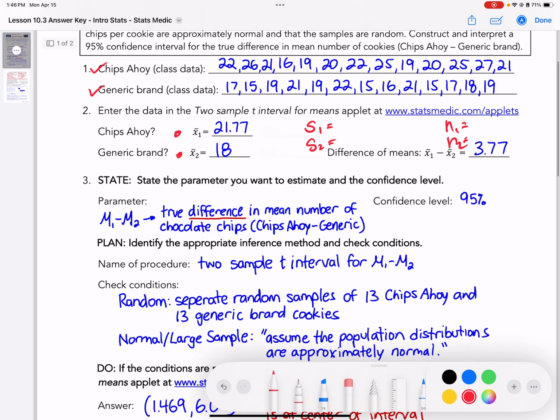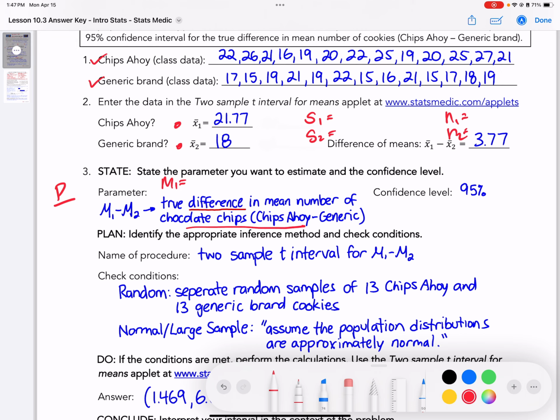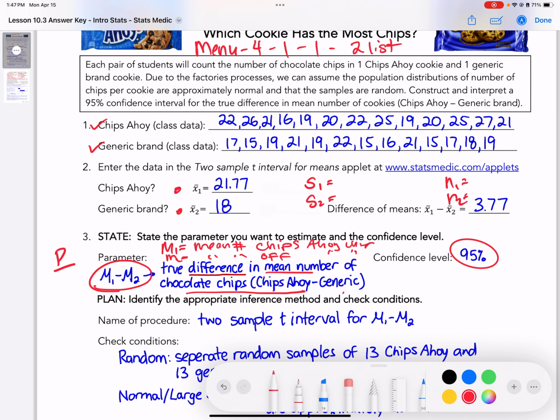Okay, so this is called state, plan, do. The first step is to do the P, the parameter. And again, I showed you before you could put mu1 is equal to the mean number of chocolate chips in Chips Ahoy, so mean number of Chips Ahoy chips. And then you could say mu2 is equal to mean number of off-brand chips. Or you could do it like this: true difference of means, Chips Ahoy minus generic. The confidence level is 95% because it said to create a 95% confidence level. That's my default level, and if it doesn't give it to you, we use 95%.